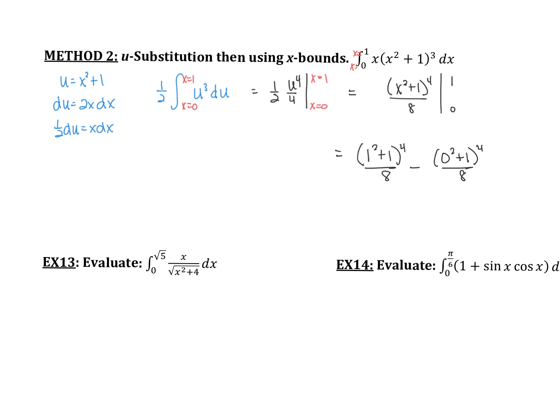And simplifying that, 1 squared is 1 plus 1 is 2. 2 to the fourth is 16 over 8 minus 1 to the fourth, which is just 1 over 8. And I get the same thing I got before, 15 over 8. So really, it's just up to you. Do you want to change the bounds? You don't have to.